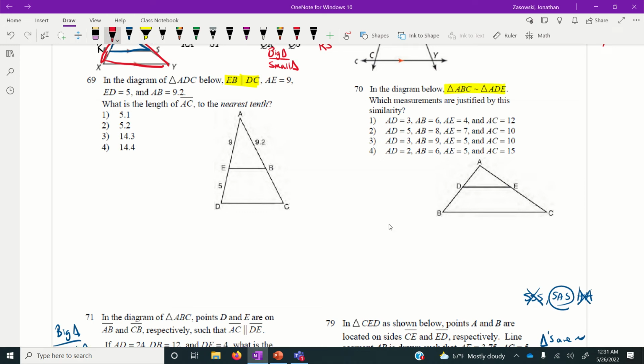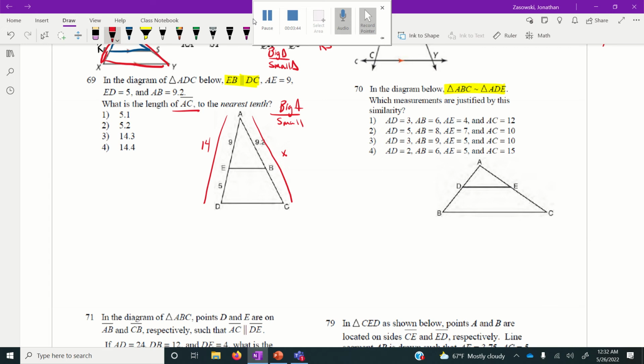All right, so starting with the first one, remember always label your figure. We can see that that's already done for us. And then we're going to call the side we're looking for, which is this whole side AC, X. And once we notice that we're using the whole side length, that tells me that we are going to be comparing the big triangle to the small triangle. Okay, so on this side, we're also going to need the big triangle. And so 9 plus 5 is 14. And now we can go ahead and create a proportion.